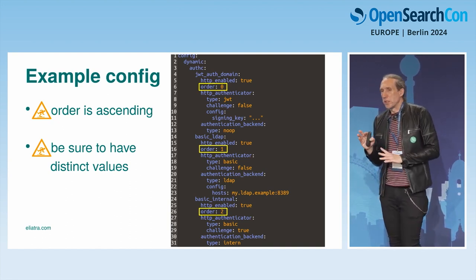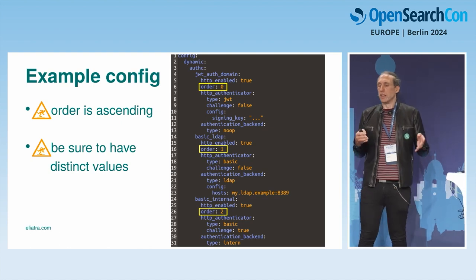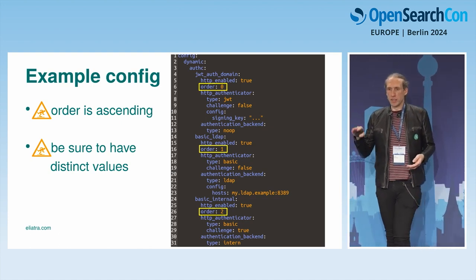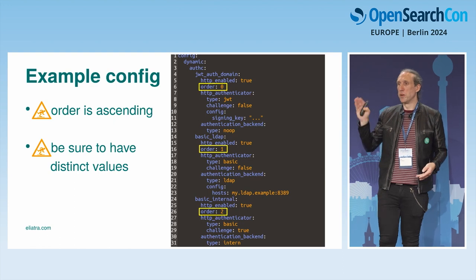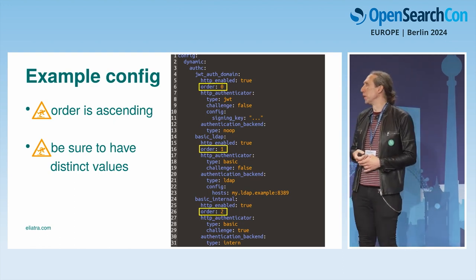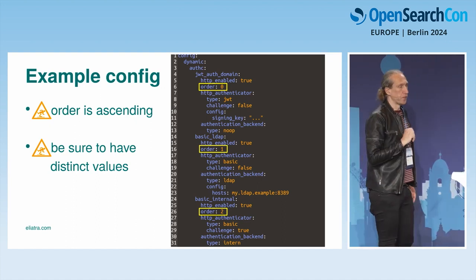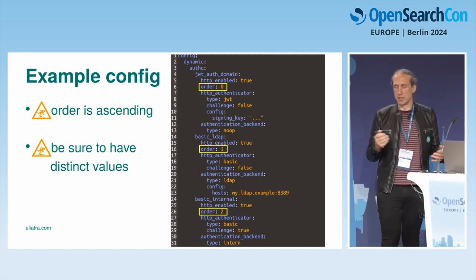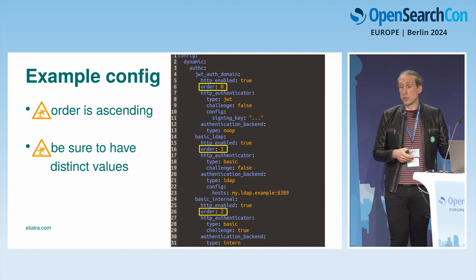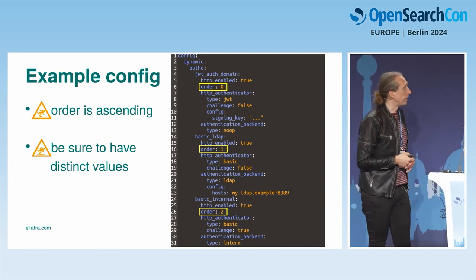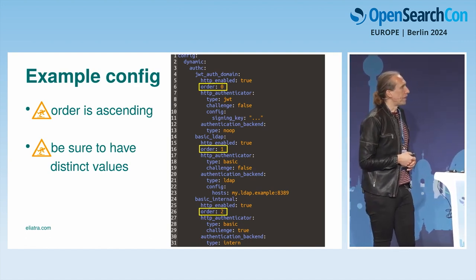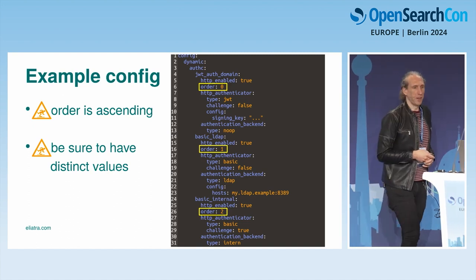Something which might not be clear upfront, at least for me, is whether this order is actually an ascending number or a descending number, kind of like a priority. It's ascending. So 0 is checked first, 10 is checked last, if 10 is the highest number. Also, just a tip, be sure to have distinct numbers. Doubling up numbers will have funny effects.